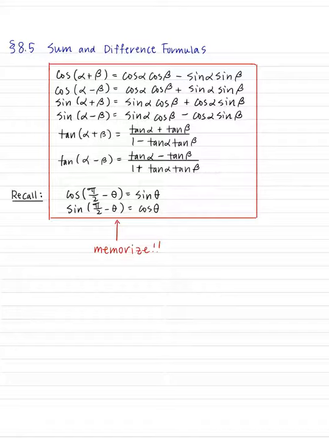So I've already written down what we need to memorize. We're going to be talking about cosine of alpha plus or minus beta, sine of alpha plus or minus beta, and tangent of alpha plus or minus beta. The bottom two we have gone over before, but I wrote them down because we will be using these formulas quite often. Feel free to pause the video and write down all these formulas on your note cards or a separate sheet of paper so that you can memorize them all.